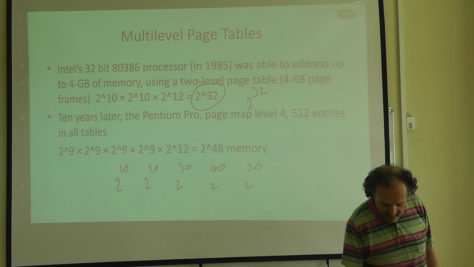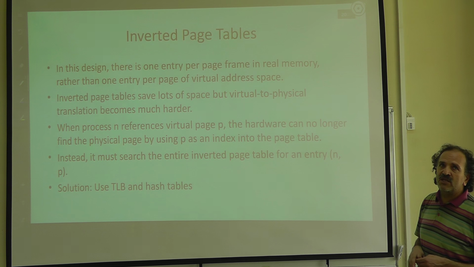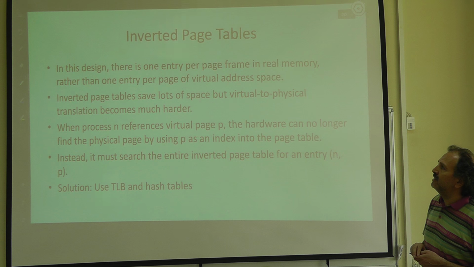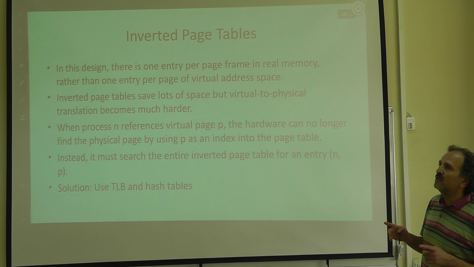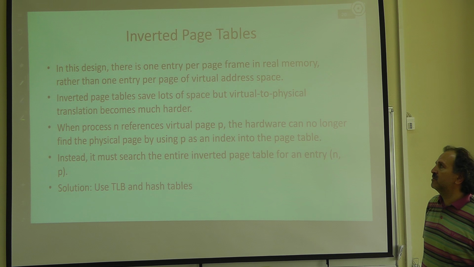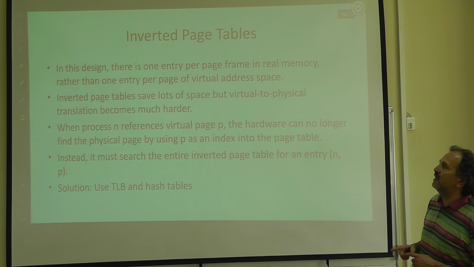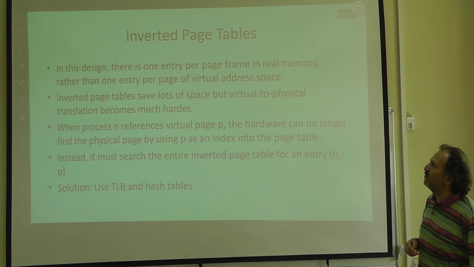Then there was another invention. It's called inverted page tables. It just worked the opposite way. In this design, there is one entry per page frame in real memory. Remember the number of pages and number of page frames. Which one is larger? Pages. Number of pages is much larger, right? And we look at the numbers, it is much larger. So instead of keeping one entry per page, we keep one entry per page frame.